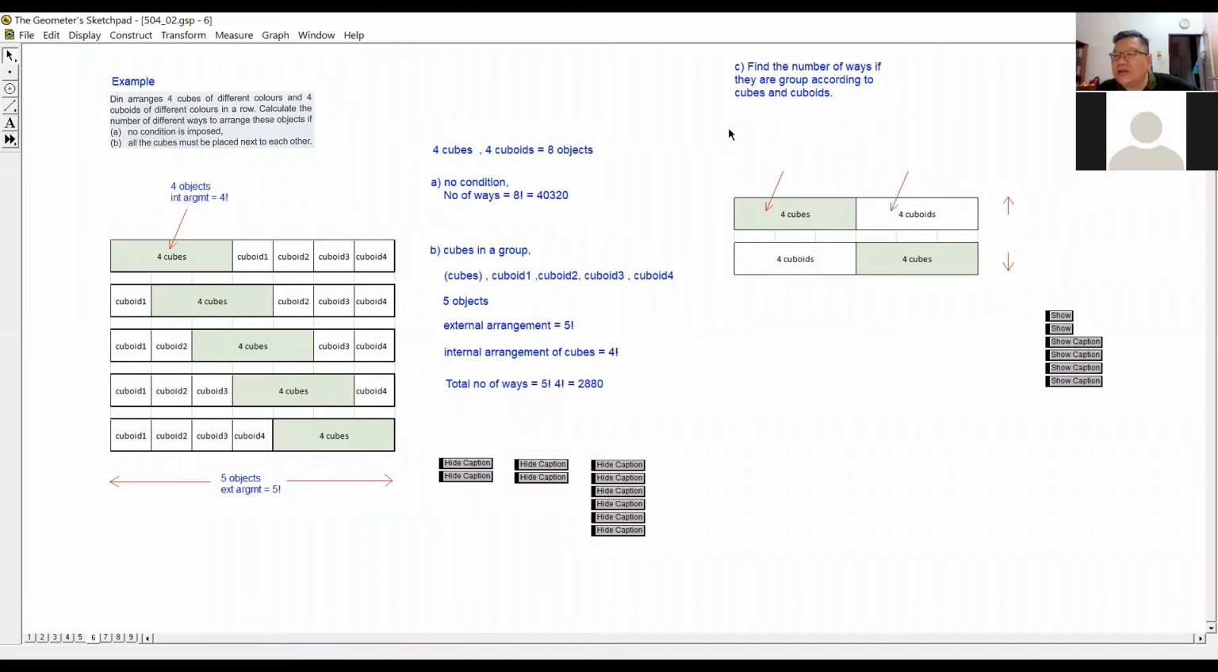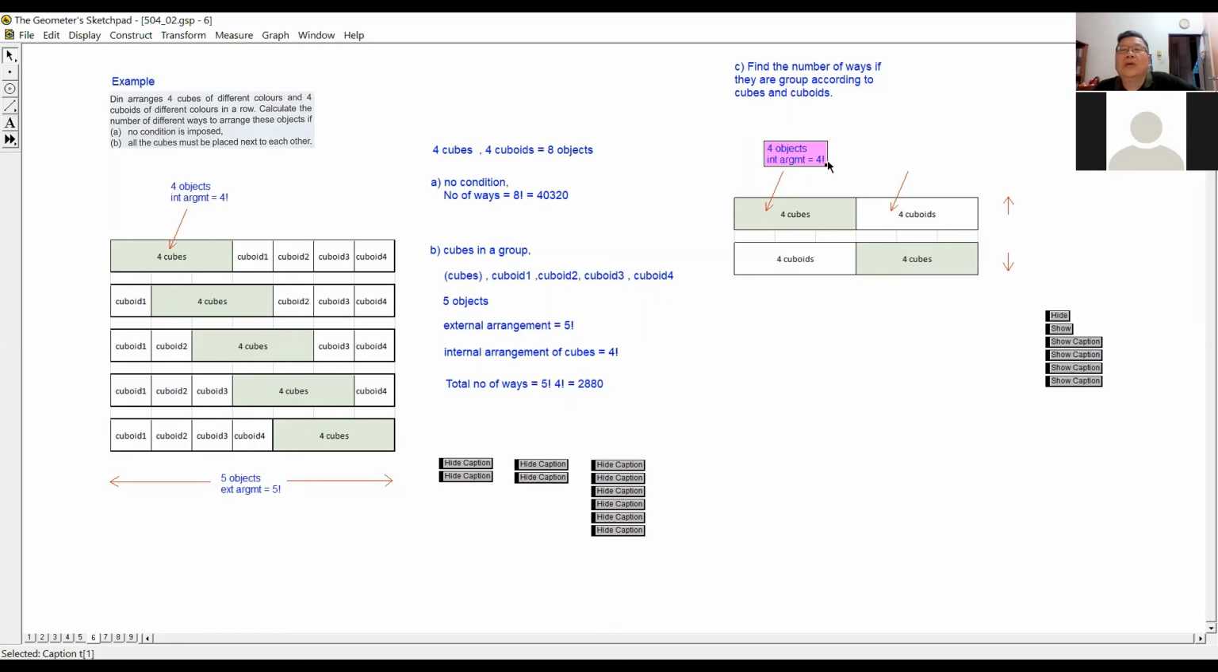Now I want to ask you my own question. Find the number of ways if they are grouped according to cubes and cuboids. It means that cubes are in one group, cuboids in another group. How many ways are there? Now there are 2 groups. The cuboids are no longer separated. The cuboids are grouped together as one group. Right.